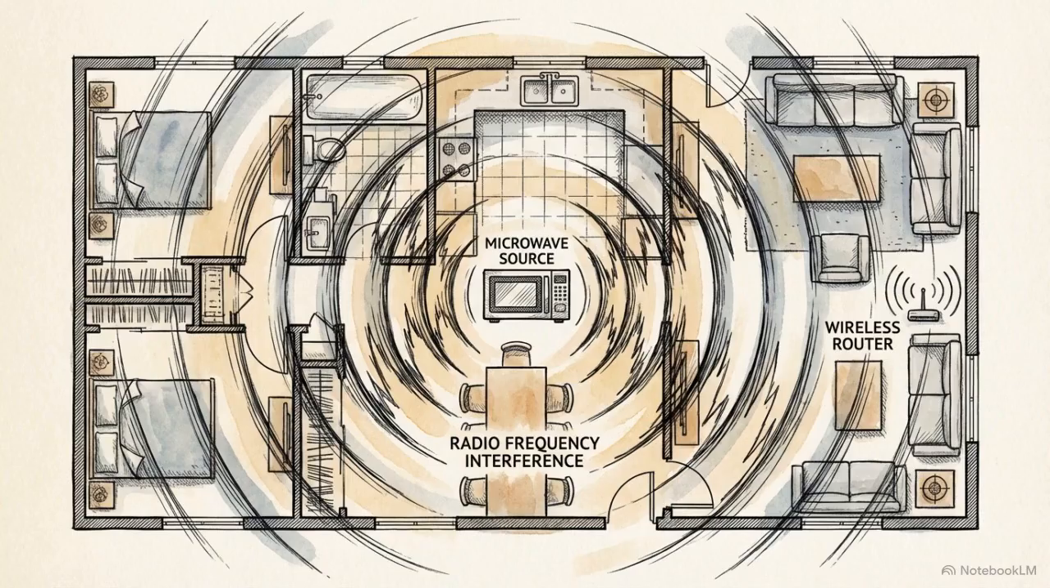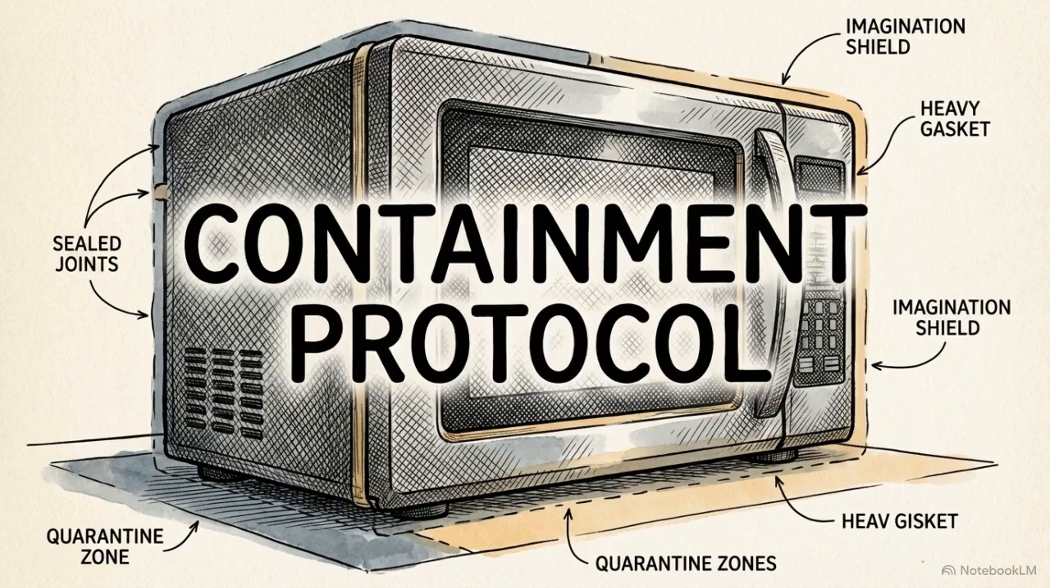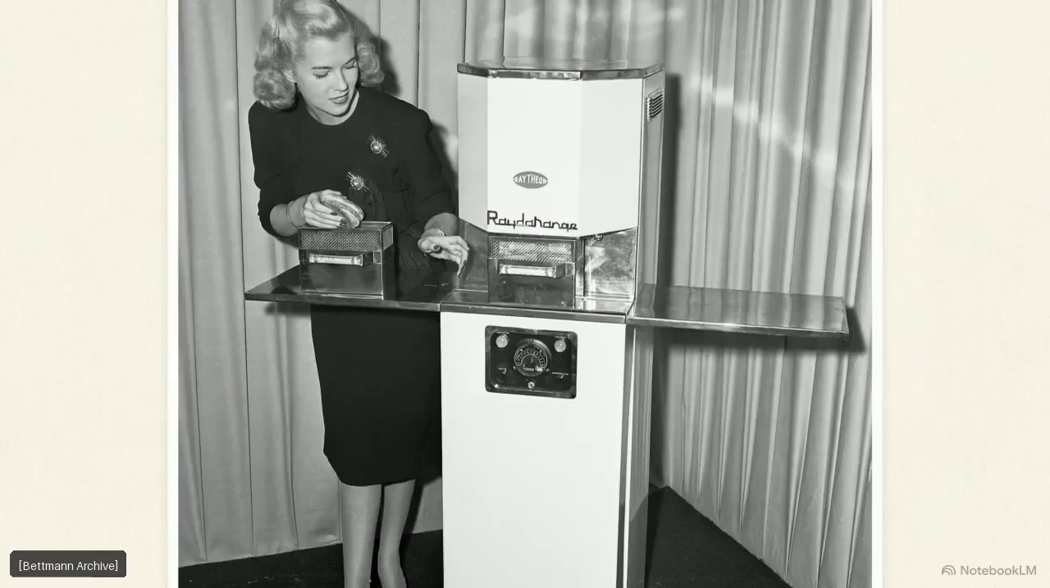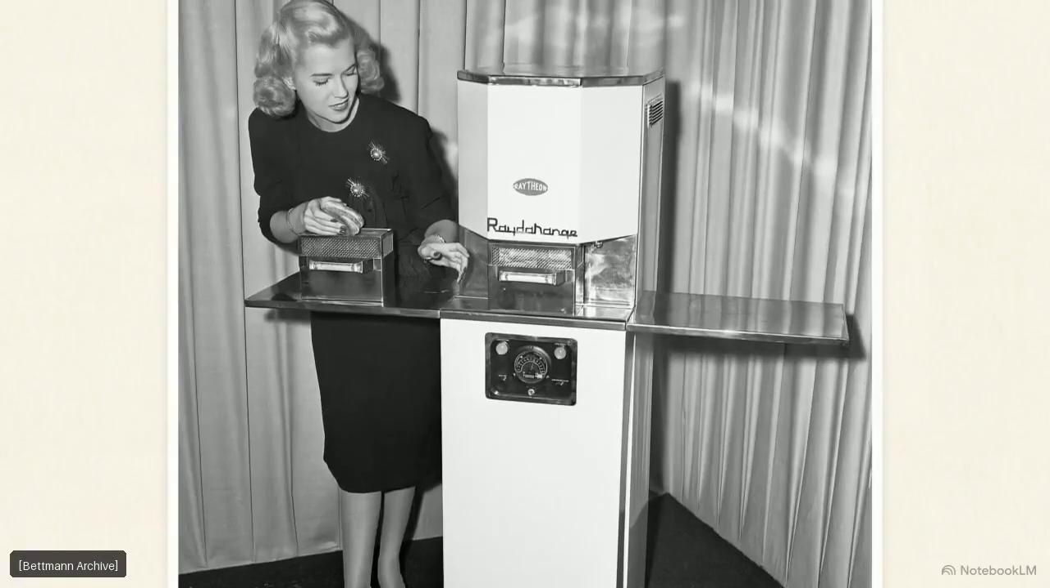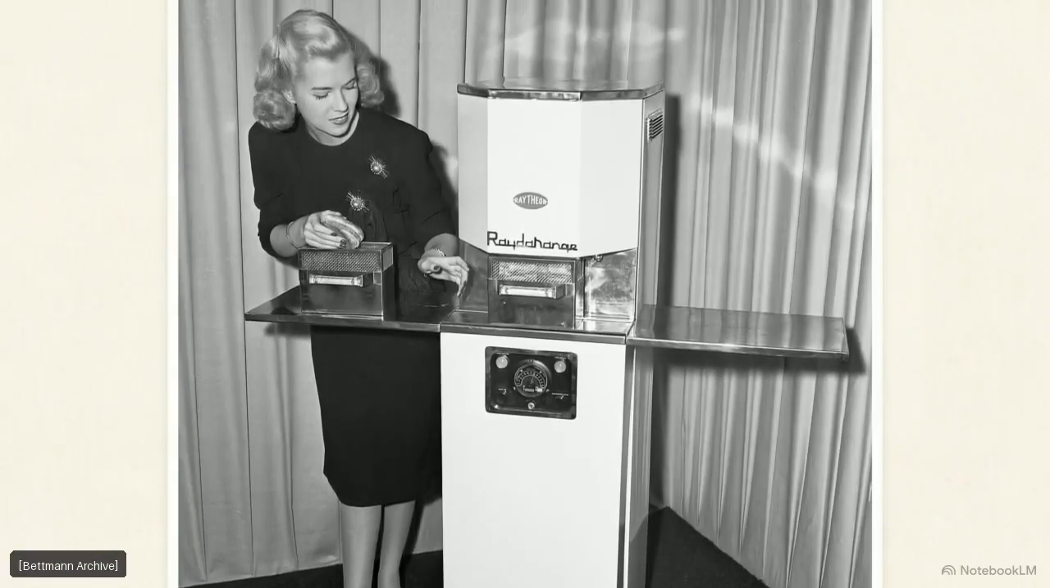Without a heavy metallic Faraday cage, activating a microwave would flood the immediate area with brute force signal interference, instantly drowning out and disconnecting local wireless data networks. The ubiquitous metal box of the microwave is a functional electromagnetic quarantine zone, mandated to keep the local radio spectrum intact.